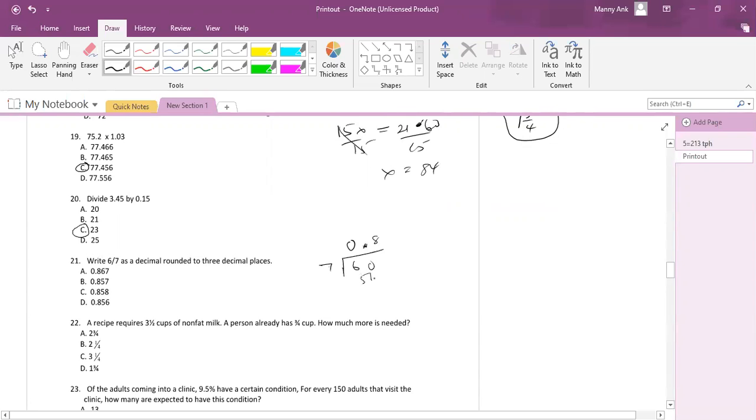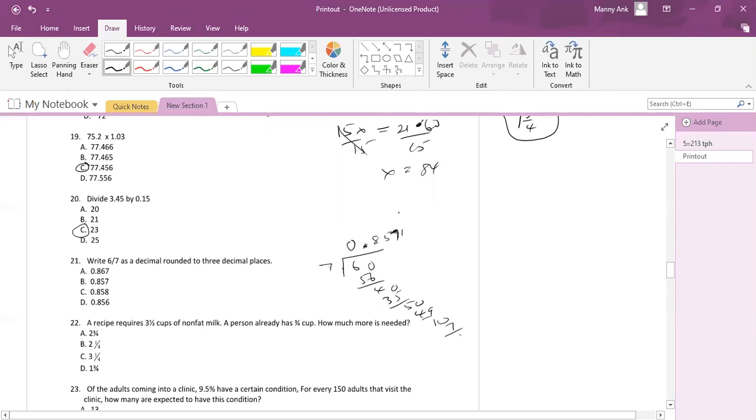8 times 7 is 56. Subtract, that's 4. You can keep adding zeros. 7 into 40, that will give us 5. That's 35. Subtract, that's 5. Keep adding zeros. 50, right? So it goes into that 7 times. 7 times 7 is 49. We can keep going. That's 1. Add 0 again. That will be 10, which is 1 again. We can keep going, but then it stopped at 3 decimal places.